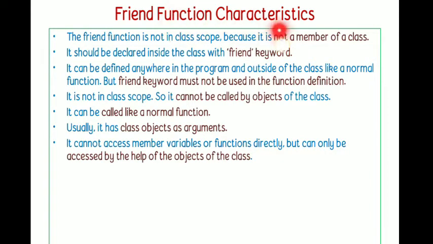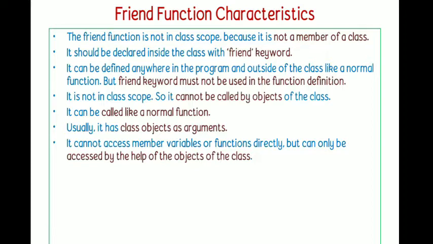So the characteristics of a friend function. So first characteristic is it is not a member of a class. Then it is defined with the keyword friend. Then next feature is the keyword must not be used in the function definition. So we can use the keyword friend within the class definition. So the friend function can be declared with the keyword friend within the class definition, but the function definition should not contain the keyword. Let us see this in example.